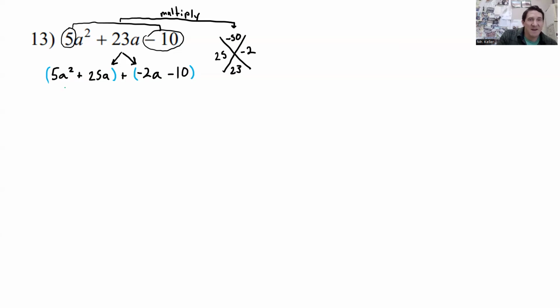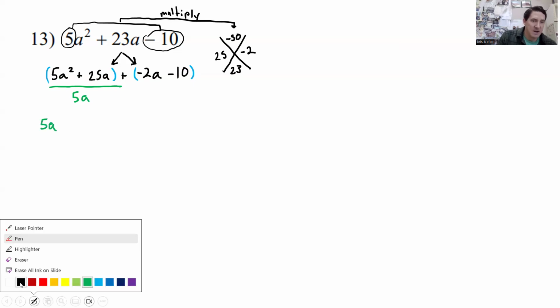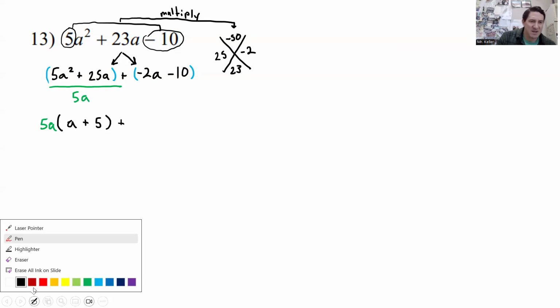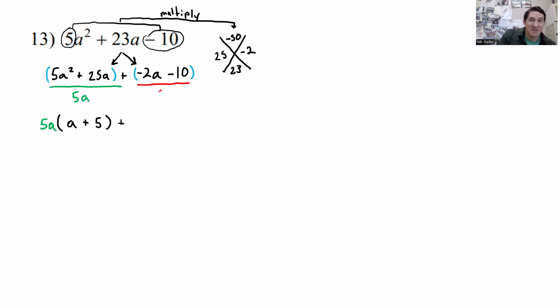Greatest common factor on 5a squared plus 25a is going to be 5a. So that first grouping factors into 5a times, 5a squared divided by 5a is just a, and 25a divided by 5a is 5. Plus -2a minus 10. The greatest common factor between 2 and 10 is 2. Since the first number is negative, I'm going to divide by a negative, so it'll be -2 on the outside. -2a divided by -2 is a, and -10 divided by -2 is +5.